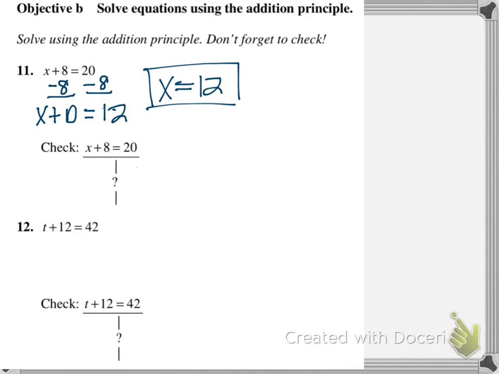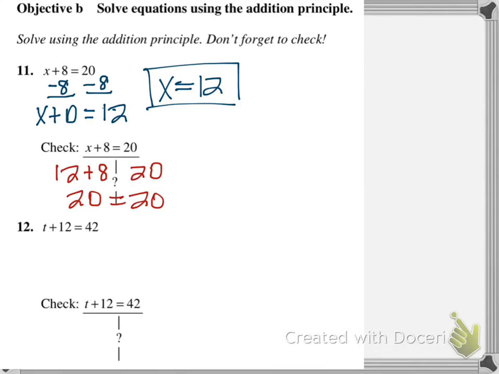You can check that by plugging in your answer, which is 12, into the original problem to see if you maintain that balance. So we're checking 12 plus 8, and we want to know, does that equal 20? Well, 12 plus 8 is 20, and that equals the 20 on the other side, so we know that we're correct because balance was maintained. So our answer is x equals 12. The nice thing about equations is you can always check your answer by plugging it back in to the original problem and making sure you're correct.